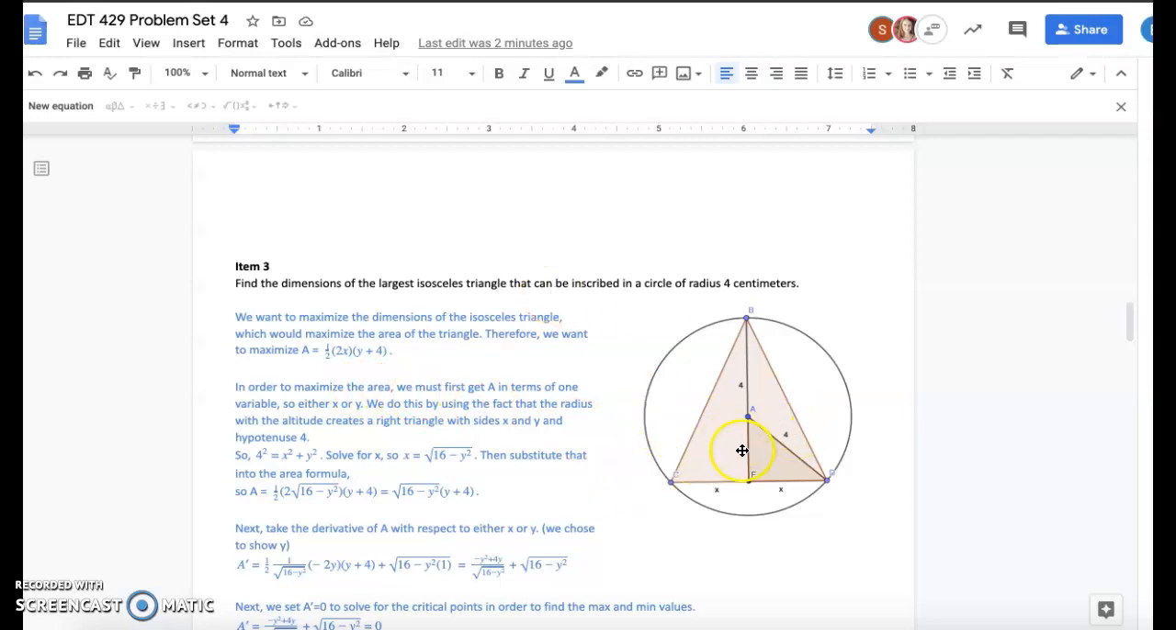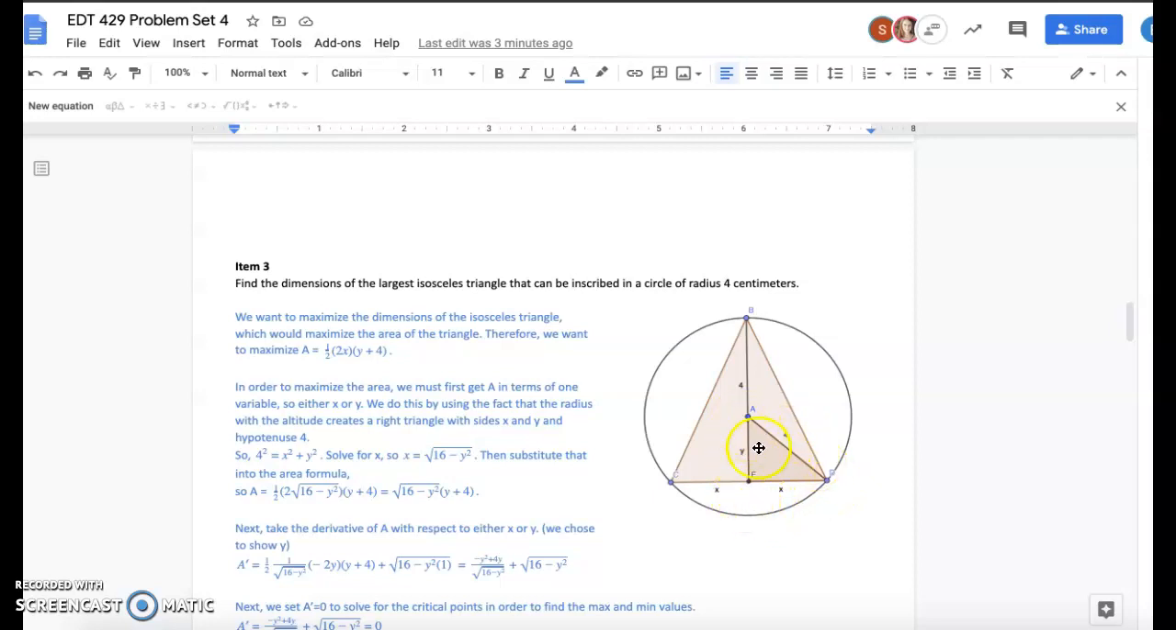I got this equation because the area of a triangle is 1/2 base times height. And so when I made this diagram, you have the circle and then an isosceles triangle within the circle, and you know that the radius is 4, so from the middle to the top of the triangle would be 4, and from the middle to a vertex of the triangle would be 4 as well.